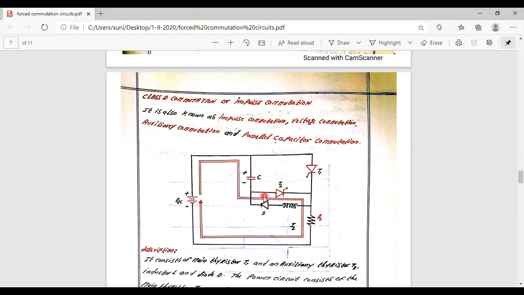So what is the purpose of the diode here? Means if this diode is not placed here, in the charging of capacitor in reverse polarity, what will happen? Initially positive, negative. When this device is going to be turned on, what will happen? It acquires a positive polarity and it acquires a negative polarity, isn't it?